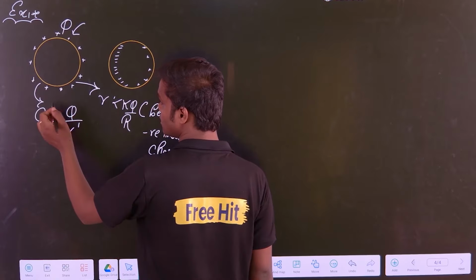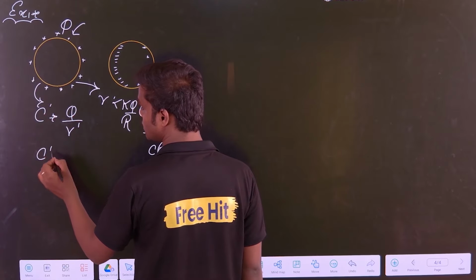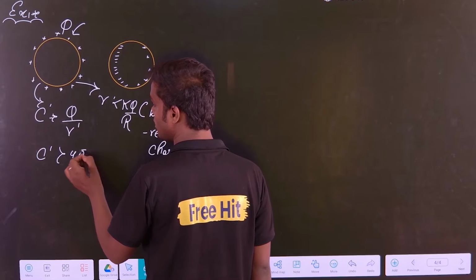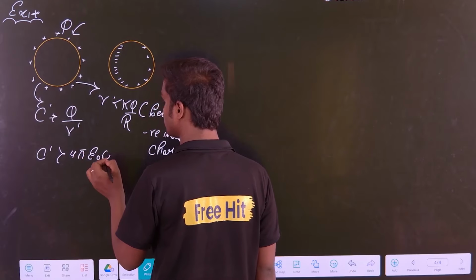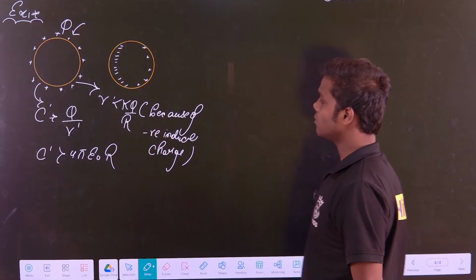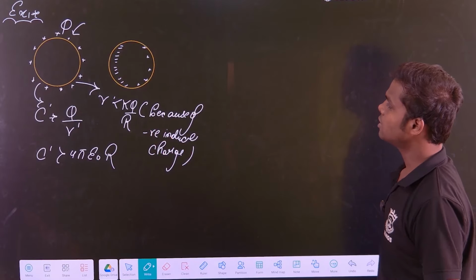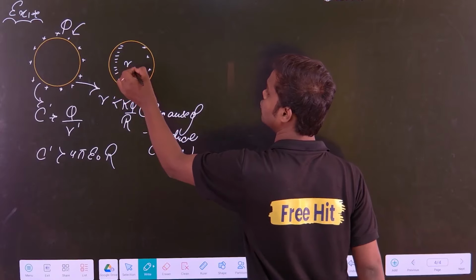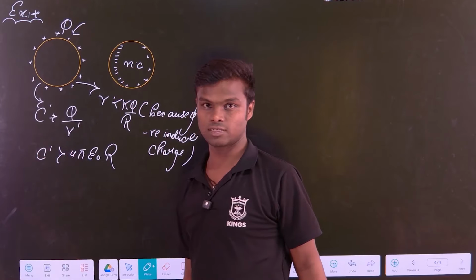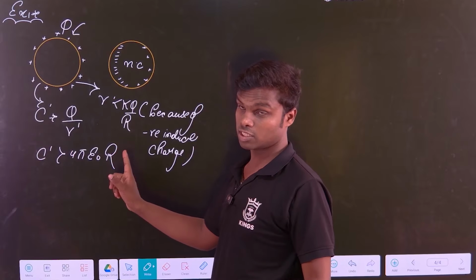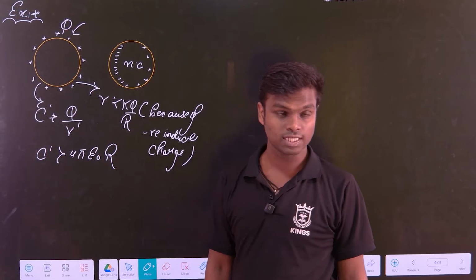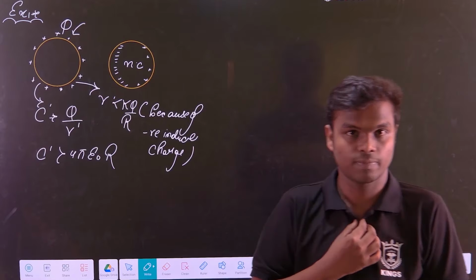So you can see C dash is obviously greater than 4 pi epsilon naught into R, correct? So in the first observation, they just brought a neutral conductor, and they found that my capacitance value increases without changing the dimension and without changing the medium. That is the first observation they drew, correct?